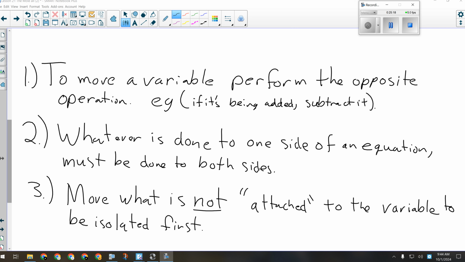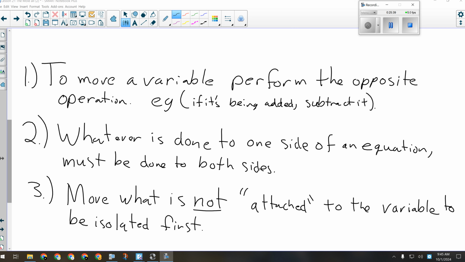The second rule is the golden rule of algebra. What I do to one, I do to the other. So if I multiply it on one side, I need to multiply it on the other. You can do whatever you want to an equation, as long as you do it to both sides. The third rule of algebra actually won't apply to the mole equation.